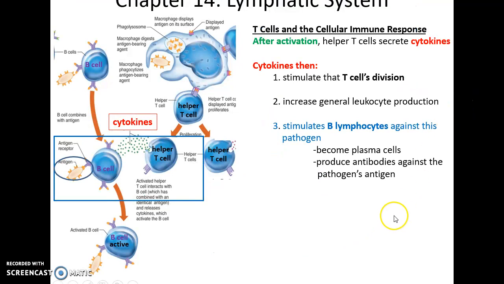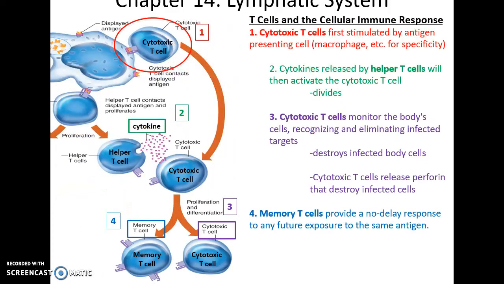So after that, the helper T cell will produce chemicals called cytokines. And these cytokines will stimulate that T cell itself to divide multiple times. It'll also stimulate the general activity of white blood cells, leukocytes in the area, because, hey, there's some sort of pathogen there. And it will also stimulate B lymphocytes to function in producing antibodies to also target that same pathogen.